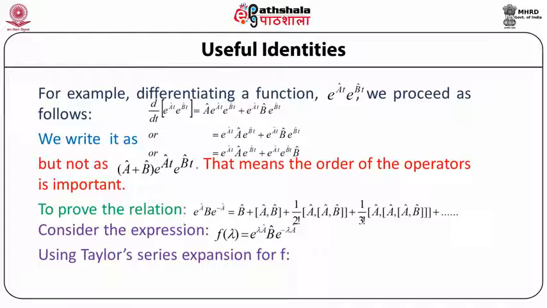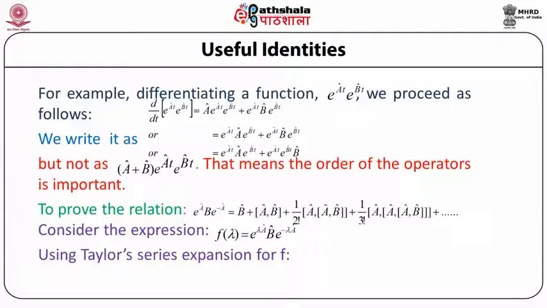e to the power operator a times t, e to the power operator b times t is equal to operator a e to the power operator a times t, e to the power operator b times t plus e to the power operator a times t operator b e to the power operator b times t, and this is equal to e to the power operator a times t operator a e to the power operator b times t plus e to the power operator a times t operator b e to the power operator b times t, and this is equal to e to the power operator a times t operator a e to the power operator b times t plus e to the power operator a times t e to the power operator b times t operator b, but not as operators a plus b within brackets e to the power operator a times t e to the power operator b times t. That means that the order of the operators is important.